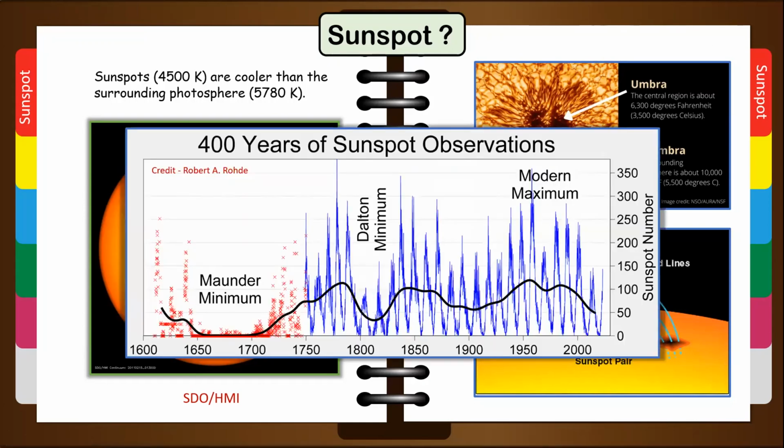These sunspots have been observed for a large number of years. Here you can see 400 years of sunspot observation, and after that also there are sunspot observations. This peak is called the solar maxima, where the number of sunspots is maximum. And this point is called the solar minima, where the number of sunspots is minimum.